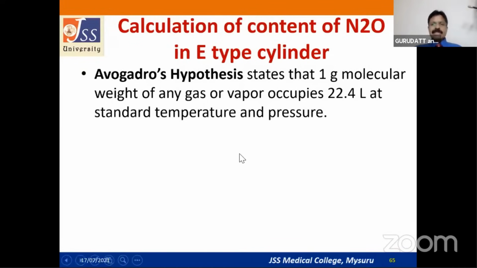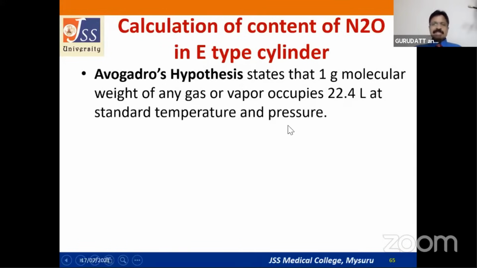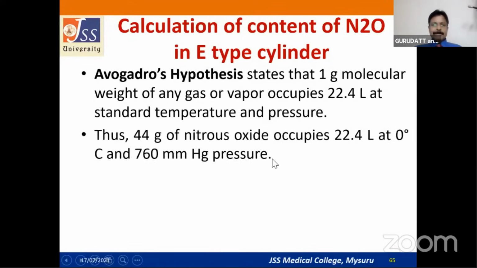Whenever the nitrous oxide cylinder is there, you want to know how much nitrous oxide is available for you to use inside. For that you have to use Avogadro's hypothesis, which states that 1 gram molecular weight of any gas or vapor occupies 22.4 liters at standard temperature and pressure. Here, standard temperature is always 273 kelvins or 0 degrees centigrade. Standard pressure is always 760 millimeters of mercury.